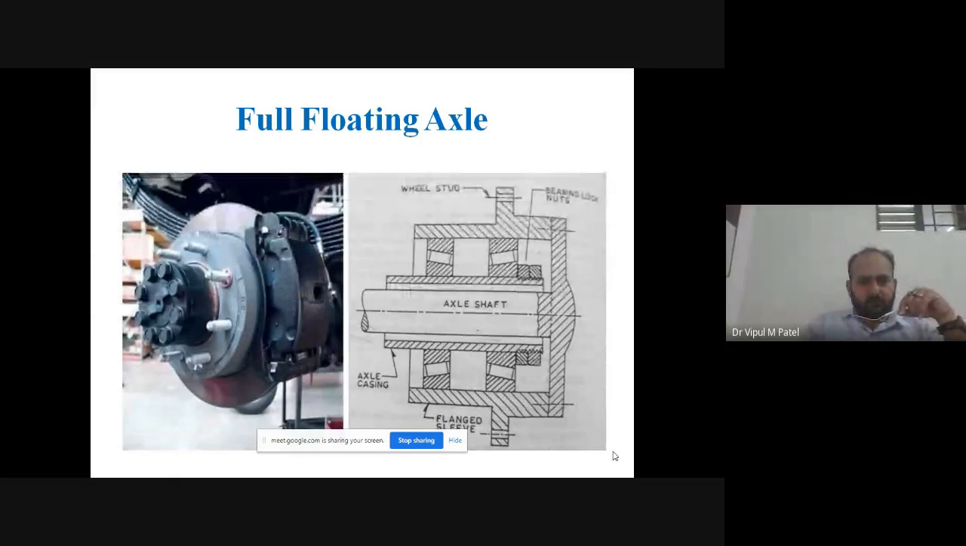So can you see the figure of the full floating axle? Yes, sir. Very good. Now it is very well. So you can see the wheel hub.